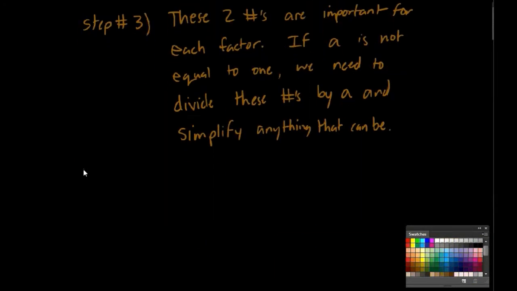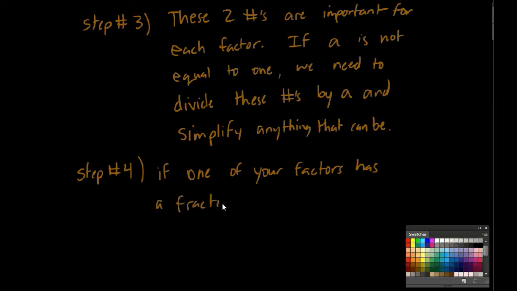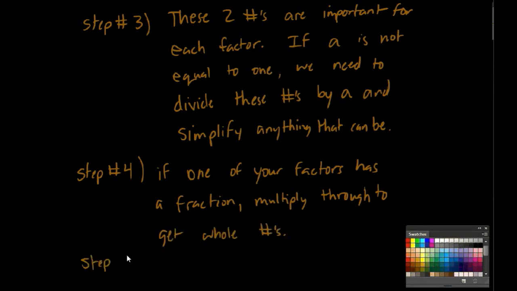After we do that, we need to take the factor that is not a whole number. And if they're both fractions, then we have to do it for both of them. But we need to multiply by the denominator of that fraction to get whole numbers in that factor. So we're just going to multiply through to get whole numbers for both fractions, for both factors. And once we do that, we're really finished.